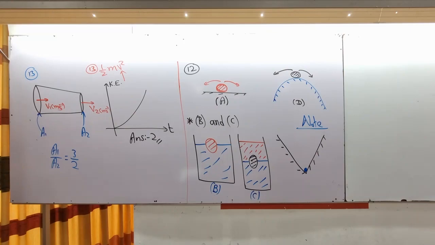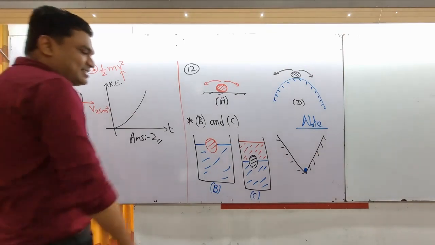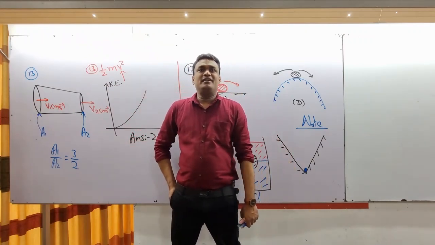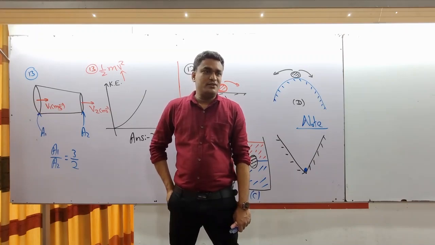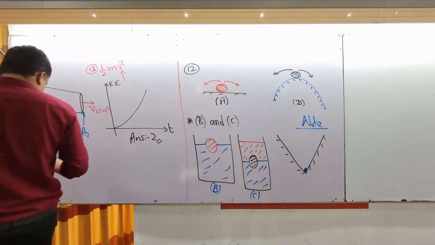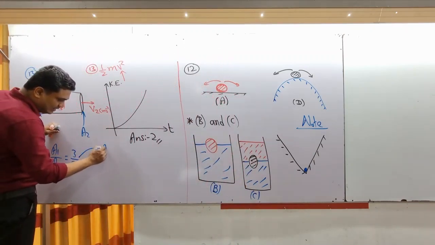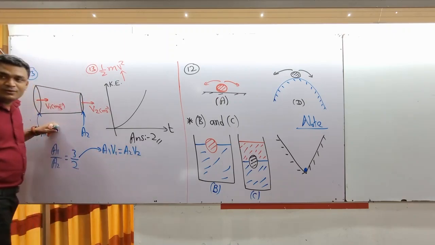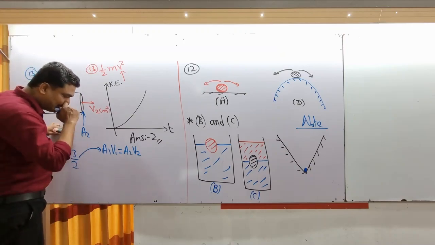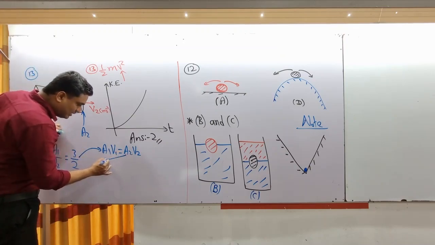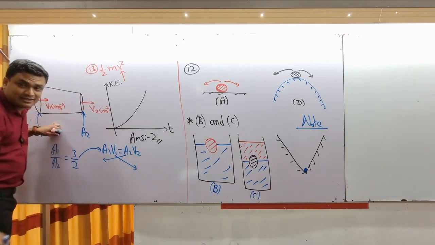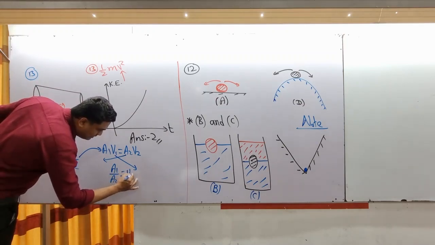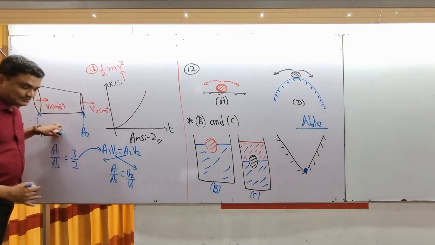So how do you find the velocity ratio? Just apply the equation of continuity. So what is the equation of continuity here? A1 V1 equals A2 V2. Look at both. I'll take A2 to this side, V1 to the other side. Then I get A1 over A2 equals V2 over V1.